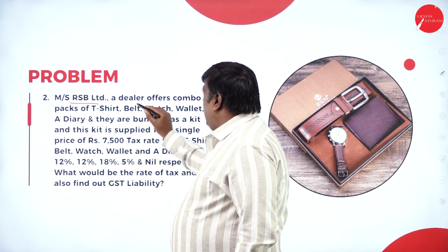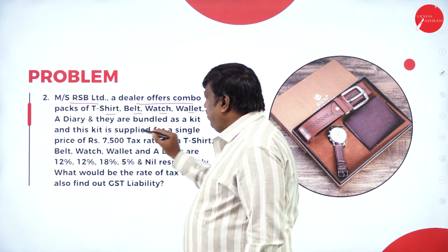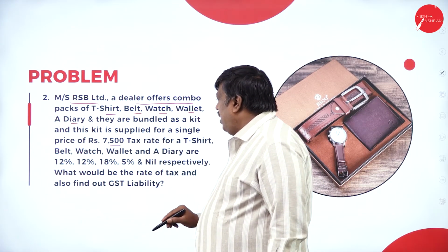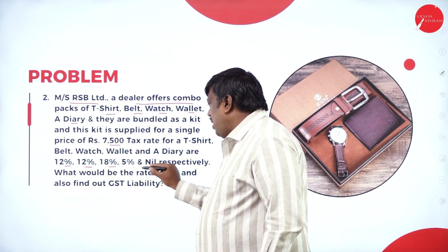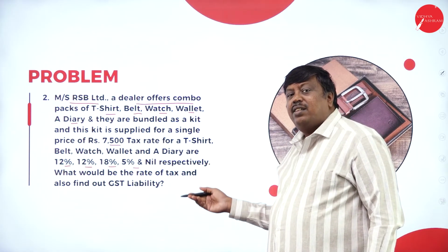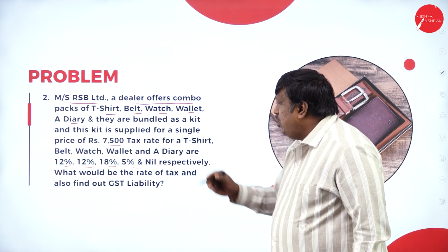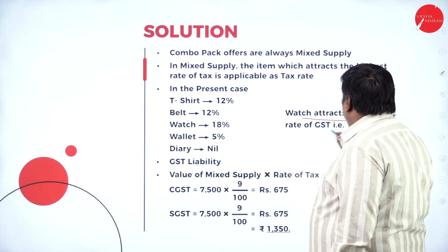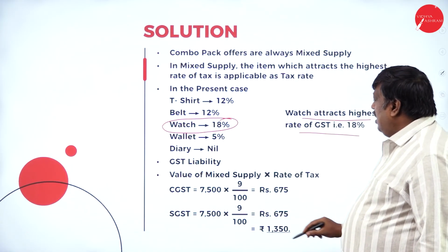RSP Limited, a dealer, offers a combo of the same t-shirt, belt, watch, wallet, and a diary, which are bundled, where they are paying 7,500. The rate of GST is 12%, 18%, 5%. In this one, whichever attracts the highest rate, that has to be considered as the GST rate. And on that 7,500, that should be calculated. Same concept here. Watch attracts the highest rate of GST. That is, the highest rate is 18% we have to consider.